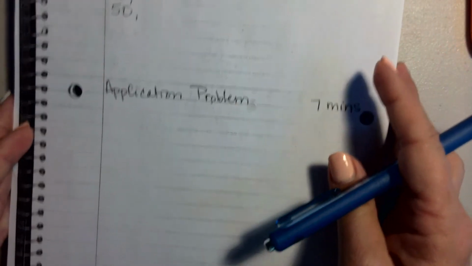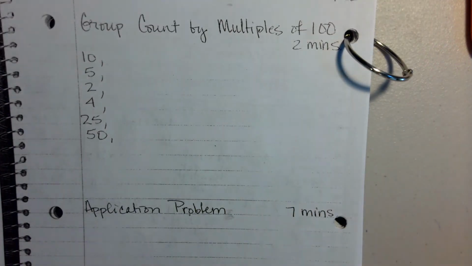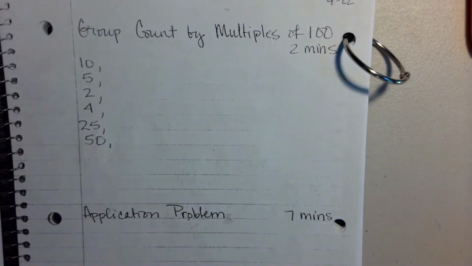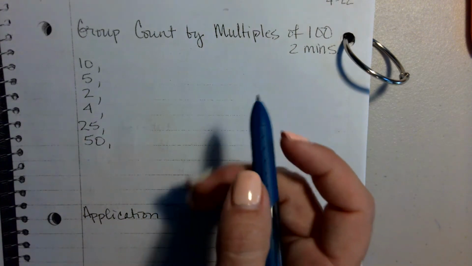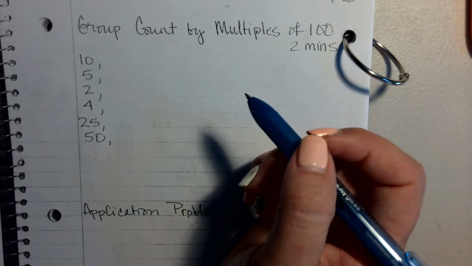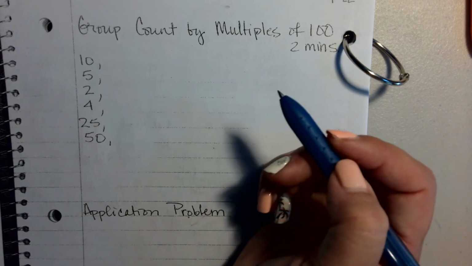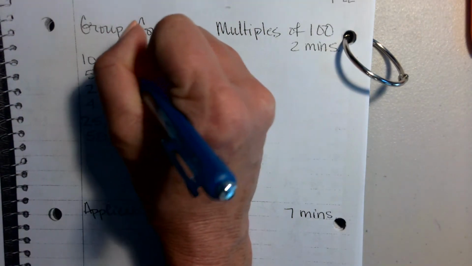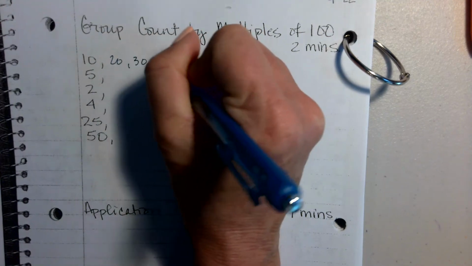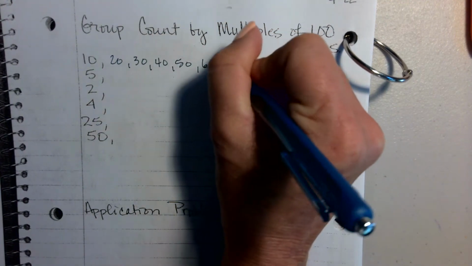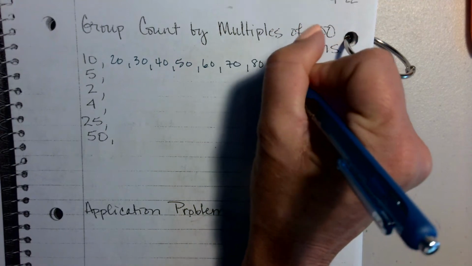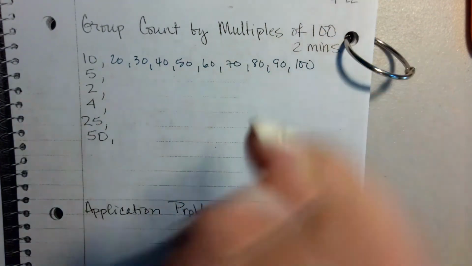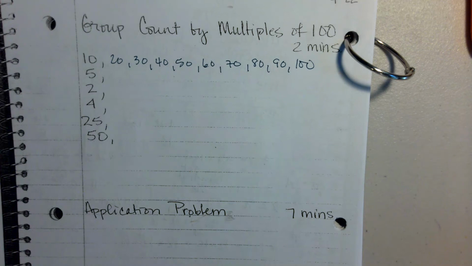Our next part of our fluency is group counting by multiples of 100. So you are going to group count. Count by 10s, count by 100s. Count by 10s to 100. So 10, 20, 30, 40, 50, 60, 70, 80, 90, 100, right? Okay, so this little activity is actually getting you ready for lesson 22.